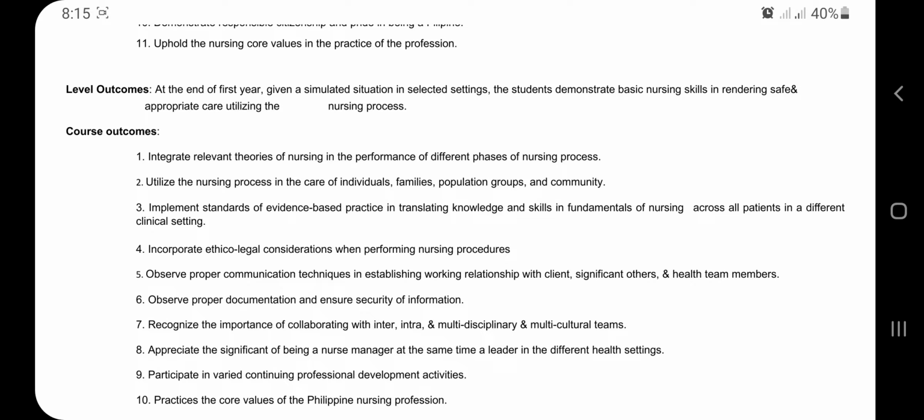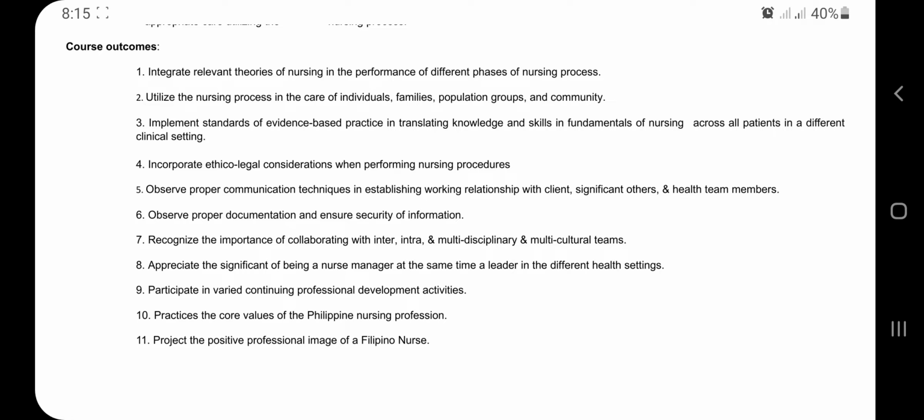okay? Yes, alam natin na lahat yan siya hospitals, pero yung mga policies within the hospital is very different per hospital. So we have also incorporate ethical legal considerations when performing nursing procedures, observe proper communication techniques in establishing working relationship with client, significant others, and health team members. So, one key to establish trust and rapport within your patient is to have and observe proper communication.